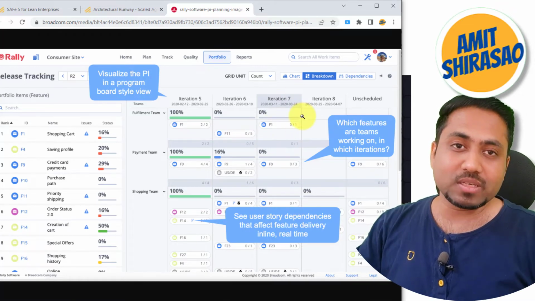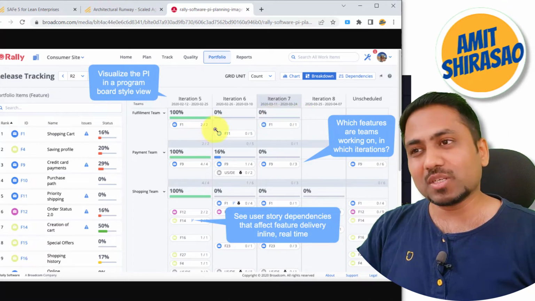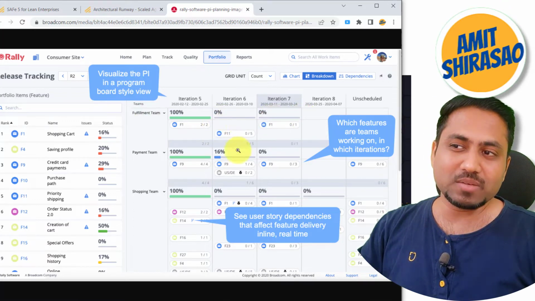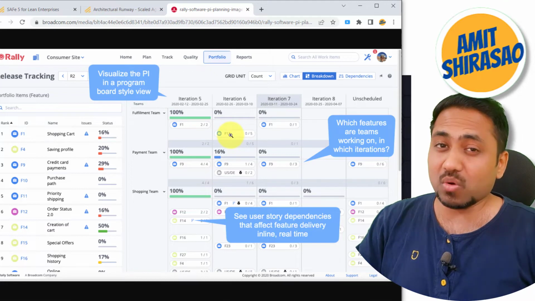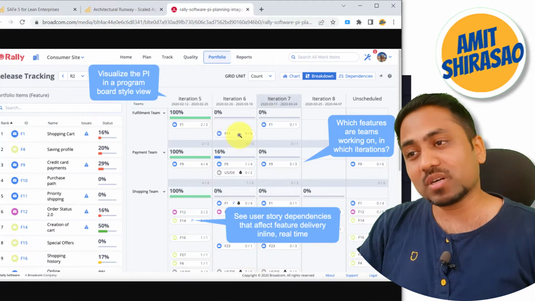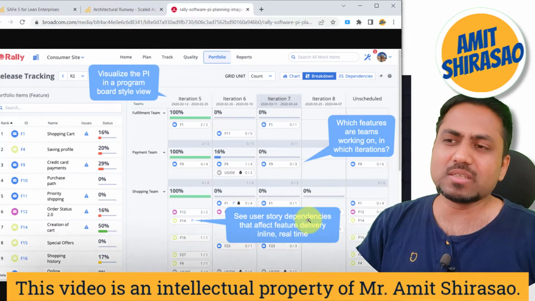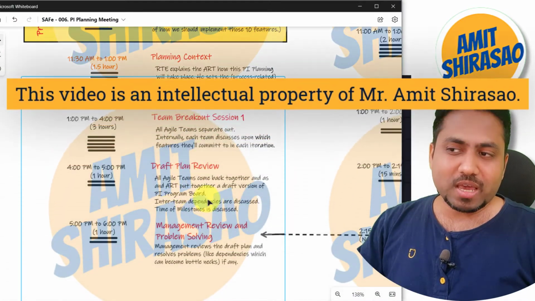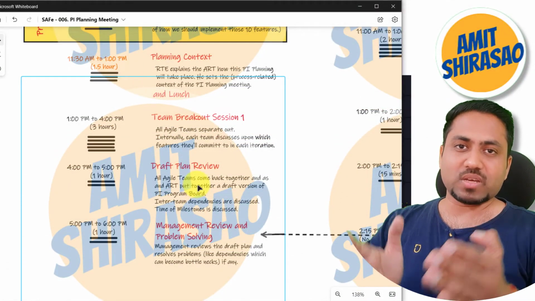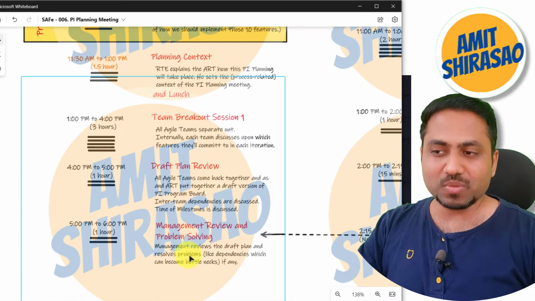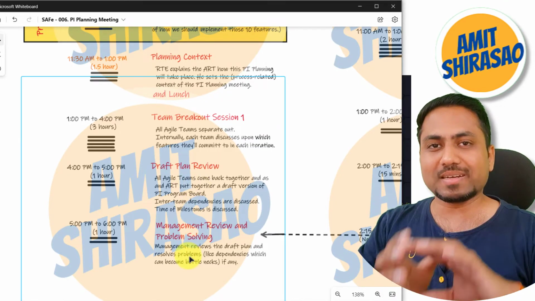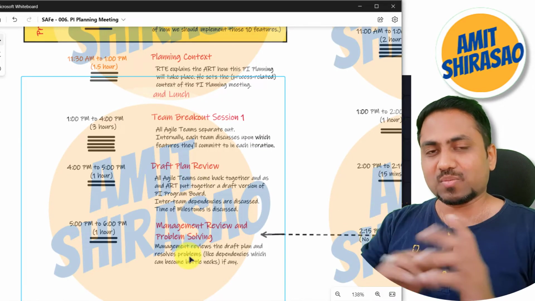So we need to do that. Or maybe then, what will this fulfillment team do in iteration 6? Then it has no work, so maybe that team's work will be given to this team. That kind of activities, if they don't happen at the draft plan review, if everything is not sorted out, then there's one more meeting. Mostly the entire ART is not expected to stay there.